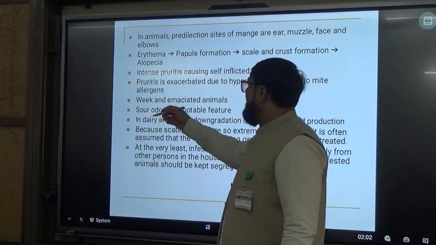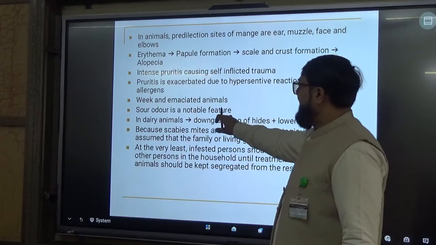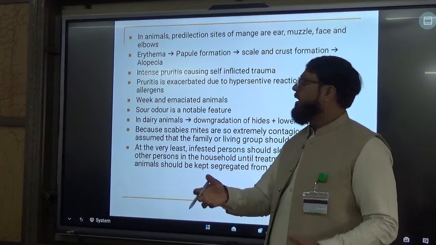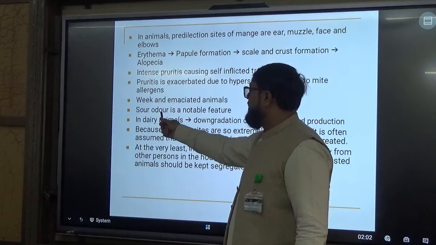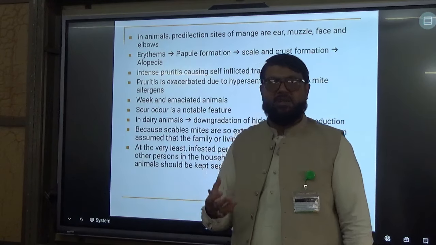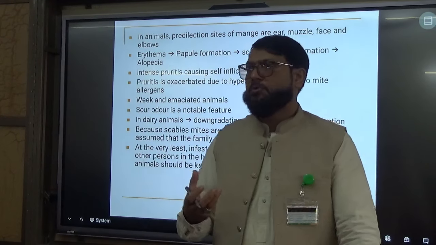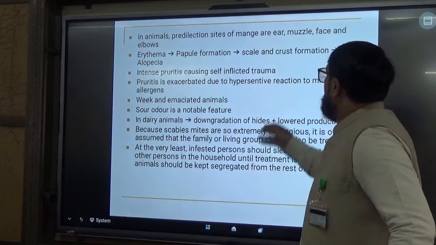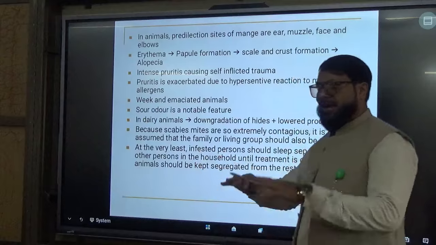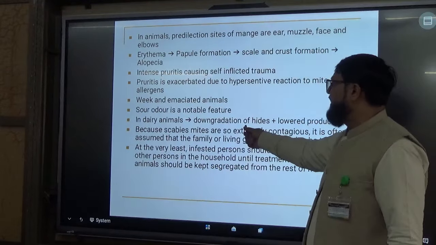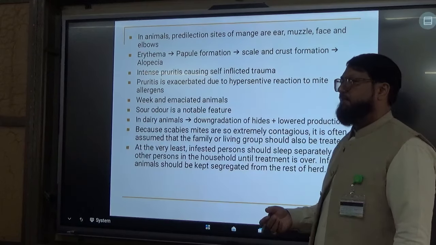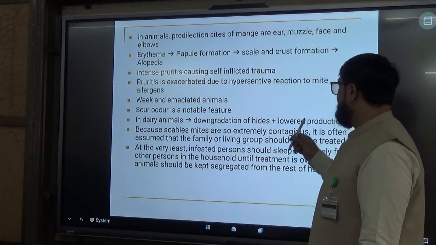Ultimately, weak and emaciated animals would result, and due to all this secretory process going on at that point, there would be a sour odor, which is a notable feature of the mite infestation, a fetid odor coming out of those crusts or the scales. So in dairy animals, the hides would be downgraded. The hides would be of lower quality because of the involvement of the skin, making of the tunnels. There will be lower production.